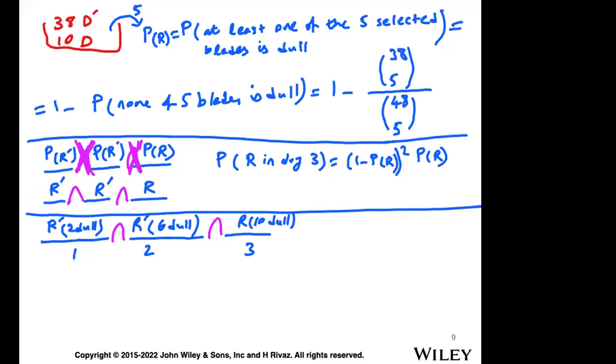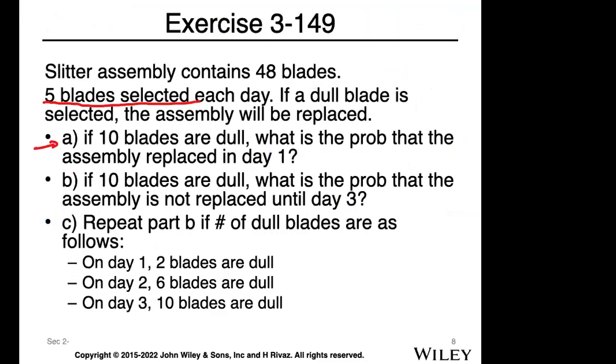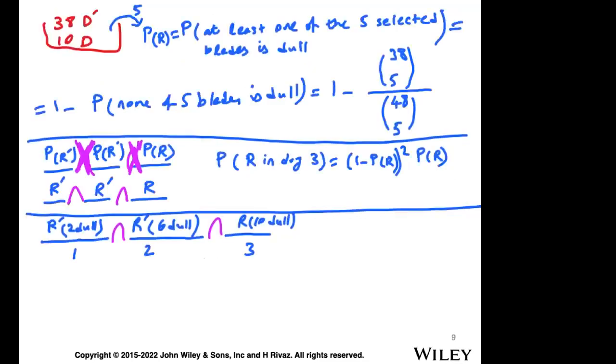So here we have 2 options. Either we can calculate R prime, or calculate R and then subtract it from 1. Either is fine. So what do you suggest? Should we calculate R prime or R? Why are you saying R prime? Yeah, R prime, because the assembly shouldn't be replaced in day 1. The question is saying repeat part B, so that means that the assembly is not replaced in day 1 and not replaced. Yeah. So that's why we denote replaced as R. So R prime, right? Sure, we can do that.